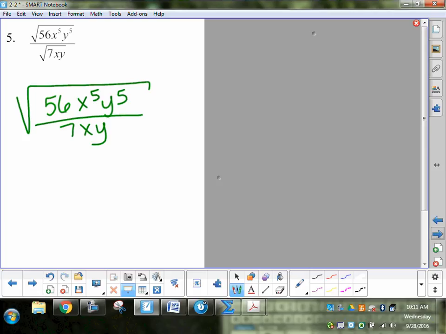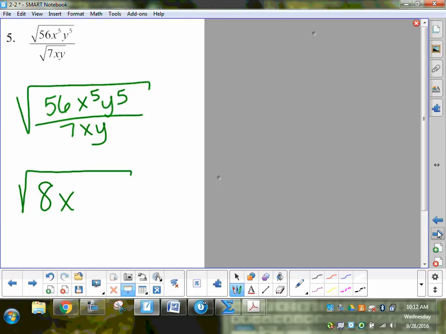Kayla, what are you left with in the radicand position when you simplify this down? 8 x to... Which side has more x's? Nope. Which side has more x's? Numerator or denominator? By how many? 4. Which side has more y's? By how many?